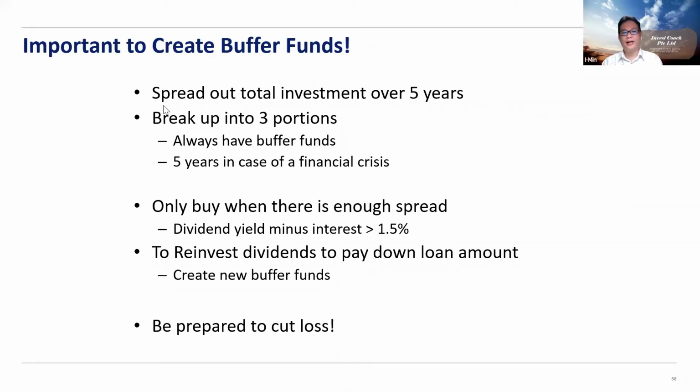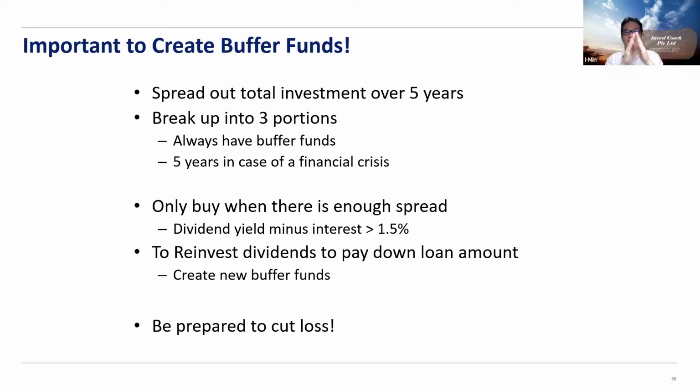Okay, so by the way, why is it good to spread out your total investment over 5 years? The reason is because usually in 5 years you have one cycle. 5 years you have one up, 5 years you have one down. So basically, if you spread out investment over 5 years, you won't hit the down. So my point here is this: markets actually go in cycles.